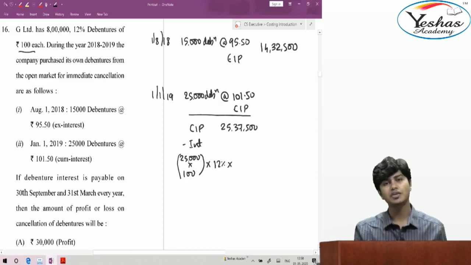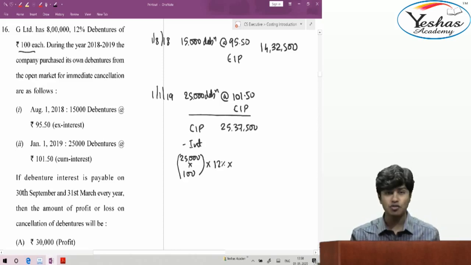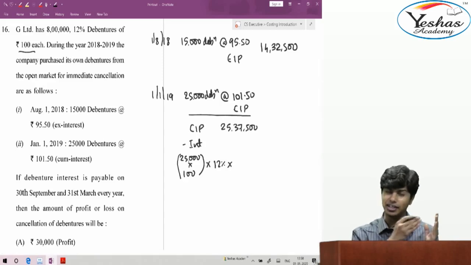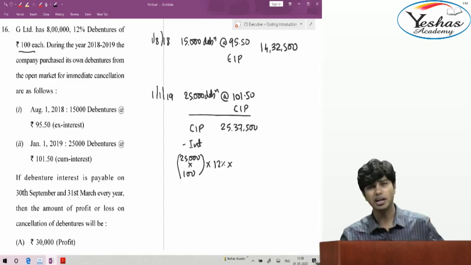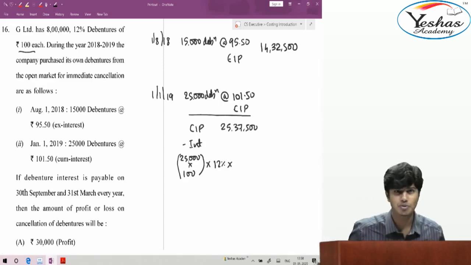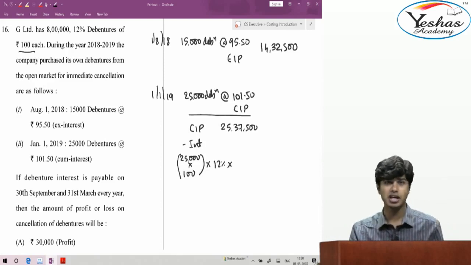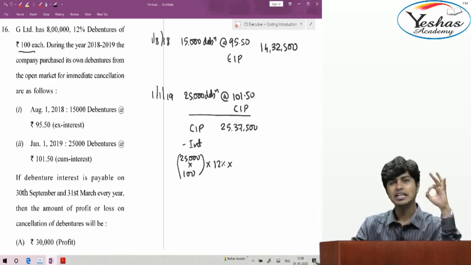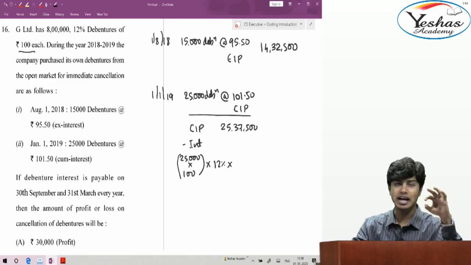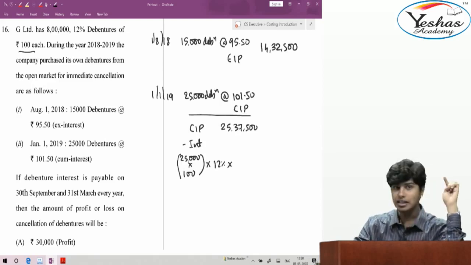What is the period for which interest should be calculated? That period is from the last date of interest to the date of transaction. I repeat, in order to compute ex-interest price, when we are about to deduct interest from cumulative of interest price, the interest to be deducted is the interest computed for the period starting from the last date of interest till the date of transaction.